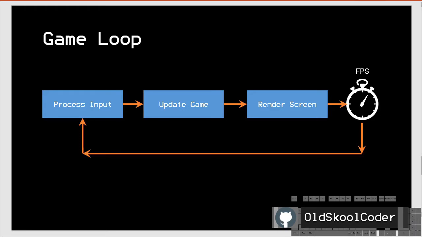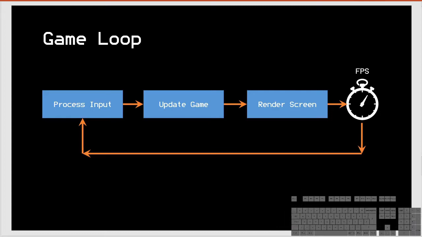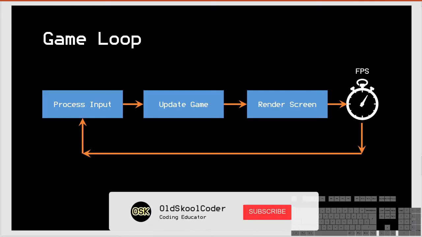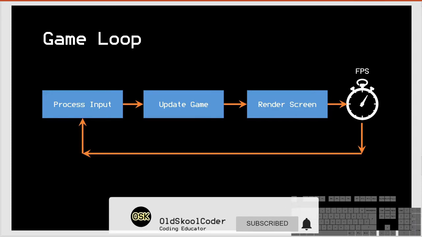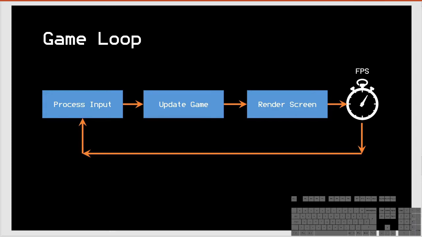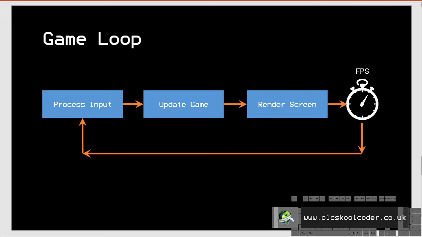And the last thing is rendering the screen, which allows us to put the things on the screen. And then we have a timer that waits until the next cycle, because you don't want it running 1,000 times a second. So what you do is you say, okay, we're going to get this to run at 60 frames a second, so we put a timer on that runs through this cycle 60 times a second. All right.